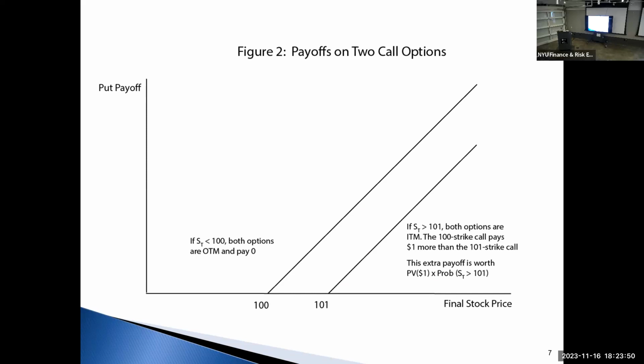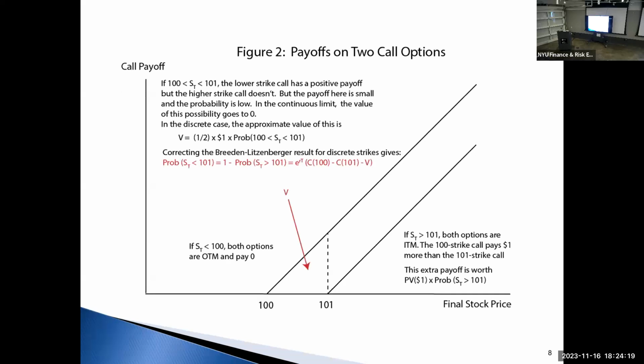With call options, we get the same thing in the other direction. If the stock is above 101, then both of them are in the money. And the difference between the two is going to be the present value of $1 plus a little bit of this triangle down there. And in the limit, as the two strikes get arbitrarily close together, the value of that goes to 0, and then we're left with the Breeden and Litzenberger formula.